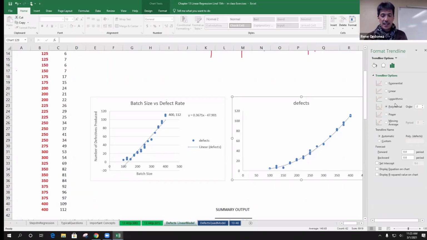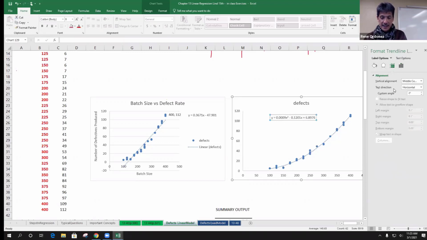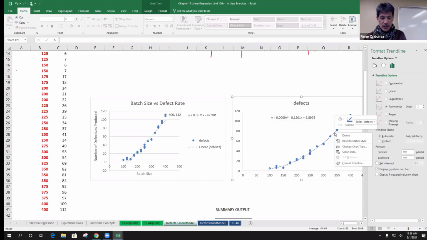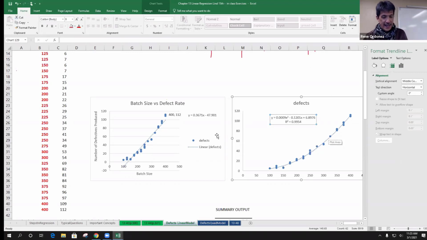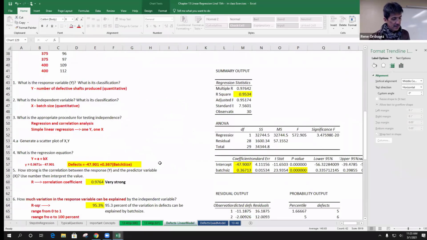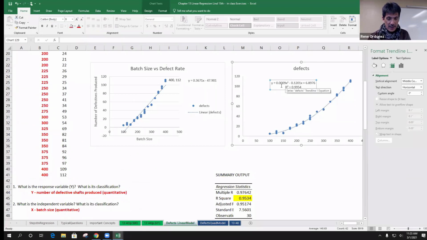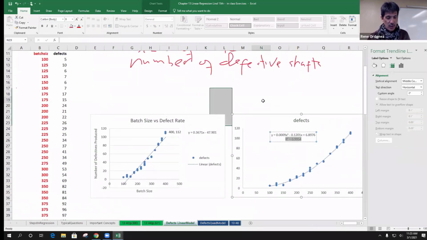Okay, so let's select polynomial, and then we're going to display the equation on the chart. Here it is. And we are also going to ask Excel to display the R-squared on the chart. Now, compared to the linear model, look at the R-squared value of this. Well, this is a quadratic model. Okay, it takes this form.